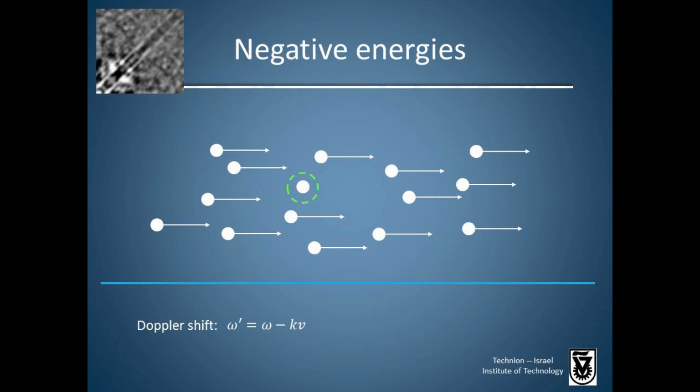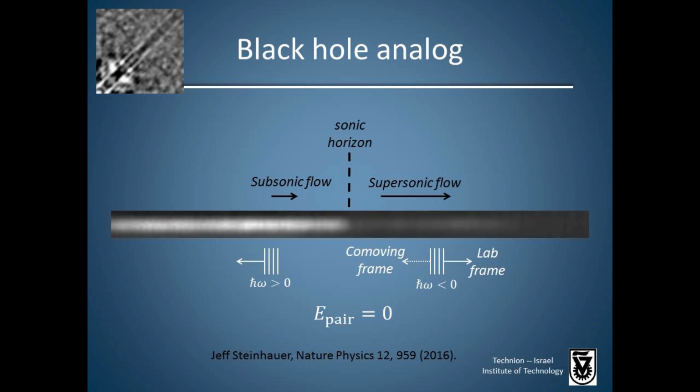Another example would be a Doppler shift. Let's say we have a wave with some frequency omega in one reference frame, and then there's some other reference frame which is moving fast enough that the frequency in this other reference frame becomes negative. That would also be an example of a negative energy. Phonons, or this Doppler shift, is another example, and that's the relevant case for this system. This wave in the laboratory frame is Doppler shifted so much that it has negative frequency and the phonon has negative energy.